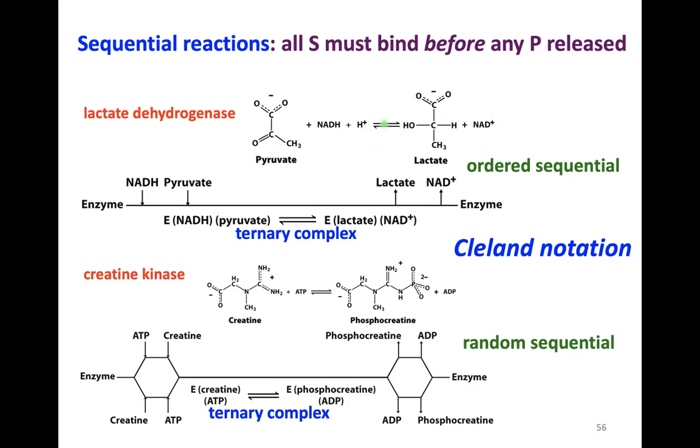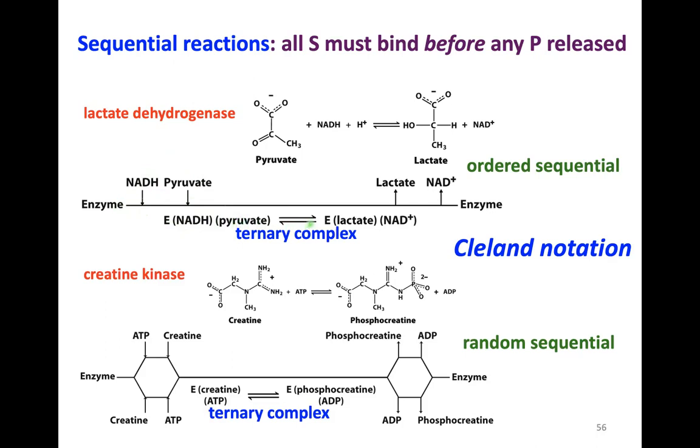So we could write this as an equilibrium, okay? It's a reversible reaction. So if we have our enzyme LDH, this horizontal line, NADH has to bind before pyruvate can bind. So this forms a ternary complex of the enzyme, NADH and pyruvate. This ternary complex is simply driven through intermolecular forces. Okay, there is no covalent bond that is formed with the enzyme itself.